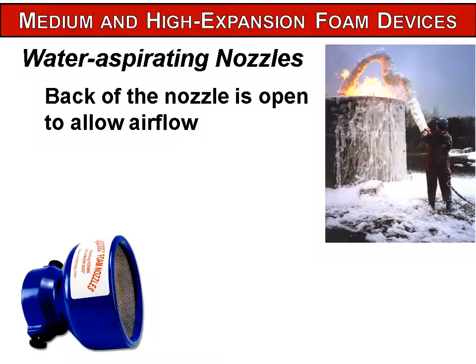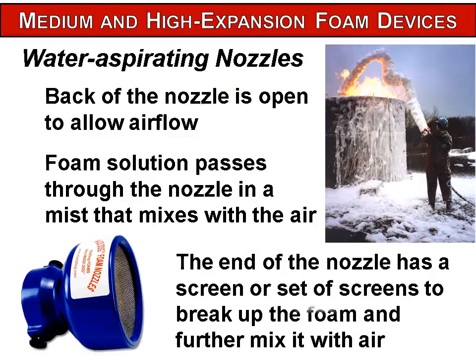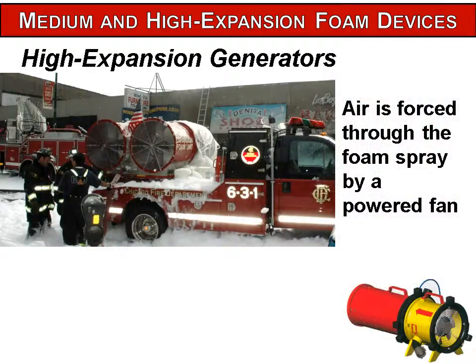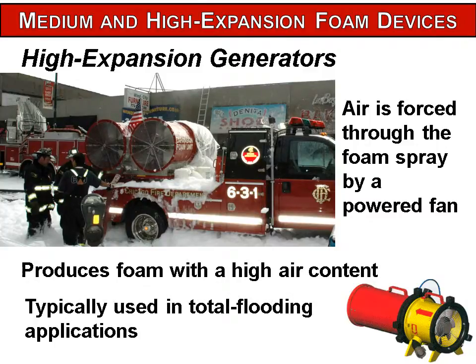Medium and high expansion foam devices. Water aspirating nozzles: the back of the nozzle is open to the airflow. Foam solution passes through the nozzle as a mist that mixes with the air. The end of the nozzle has a screen or set of screens to break up the foam and further mix it with the air. High expansion generators: air is forced through the foam spray by a powered fan. It produces foam with higher air content, typically used in total flooding applications.